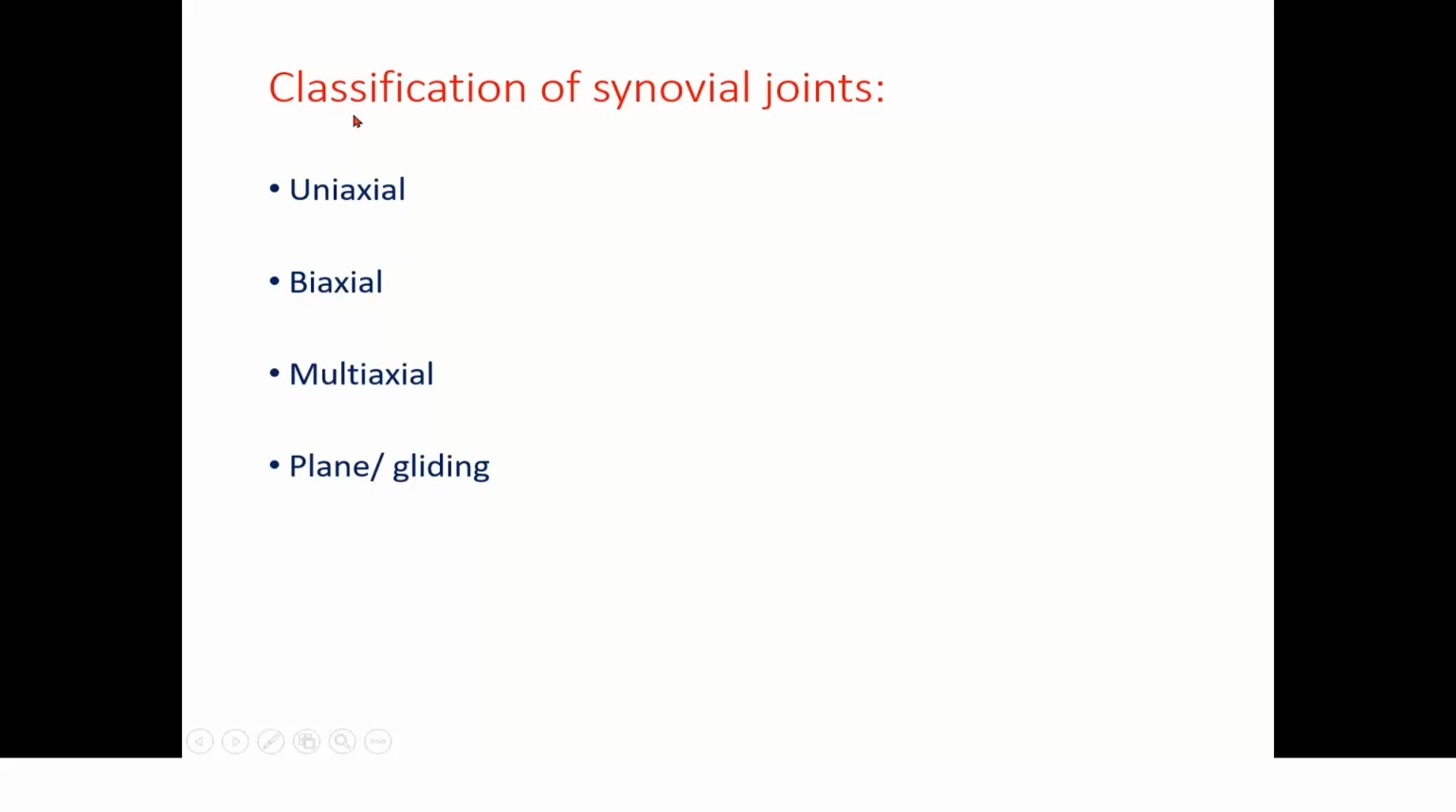Now going to the classification of synovial joints. Depending on the number of axes in which a synovial joint permits movement, the synovial joints are classified into uniaxial, meaning the movement is around one axis, biaxial, meaning the movement is around two axes, multiaxial, meaning movement is in multiple axes, and plane or gliding. So there is only a slight gliding movement.